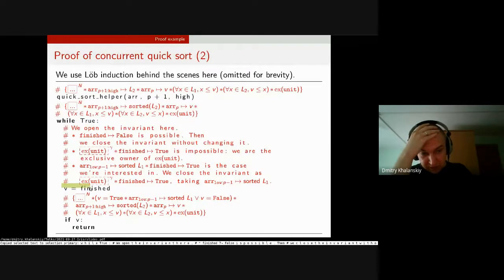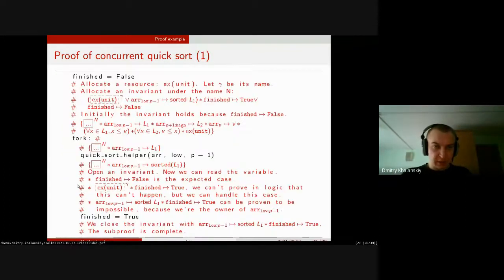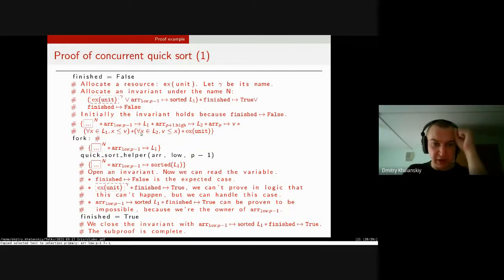Here we await until the other thread signals that it is done. So what do we know initially? We know initially that the part of the array that will be passed to one of the recursive calls contains some list L1. We are not interested in what that is for this particular part of the proof. Another part of the array contains the list L2.